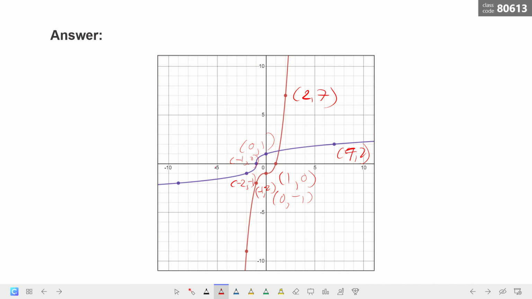Here, we have (2, -9), so its reflection should be (-9, 2). So, they should be symmetrical about the line of symmetry, which is y is equal to x. So, that is the graph of our inverse function.